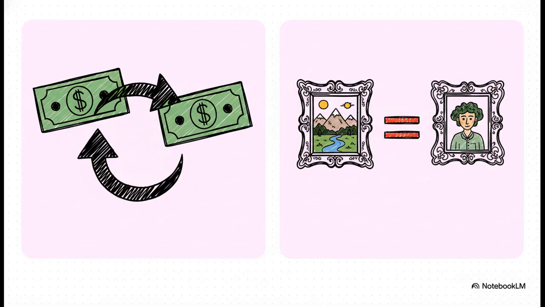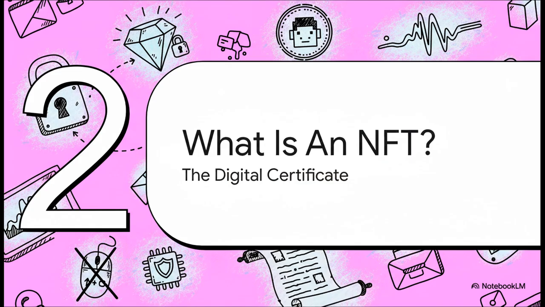But non-fungible things, they're one of a kind. You can't just swap the Mona Lisa for another painting and call it even. Each one is totally unique. And that right there, that idea of a unique, one-of-a-kind thing, that brings us to the NFT. You can think of it as the big solution to our right-click and save problem. It's basically a digital certificate of ownership.